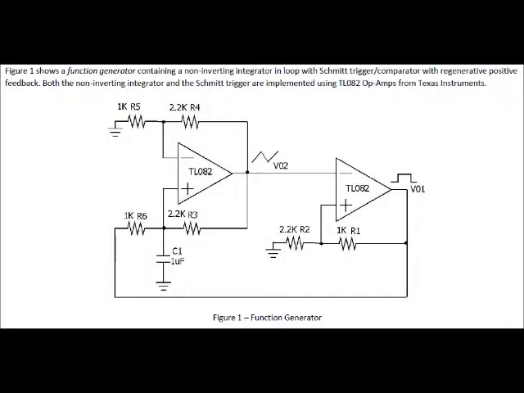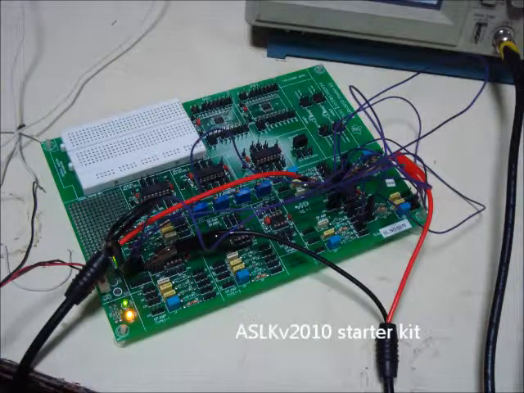As a part of our problem statement, we were supposed to generate a square wave using a Schmitt trigger and a triangular wave using a non-inverting integrator placed in positive feedback with the Schmitt trigger. To conduct our experiment, we were provided the Analog Starter Lab Kit by TI.